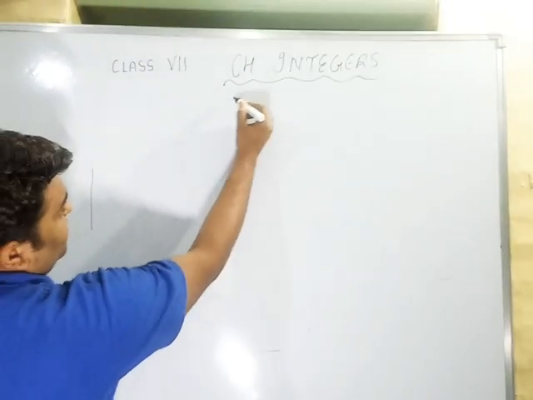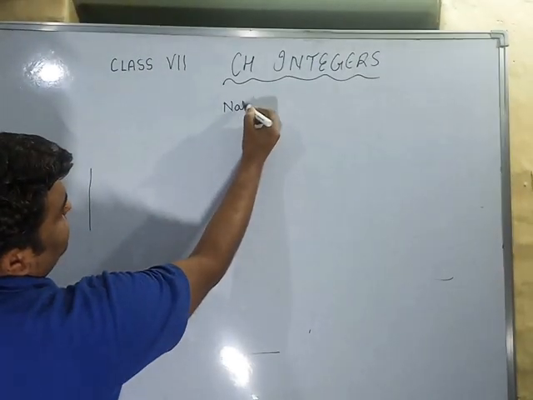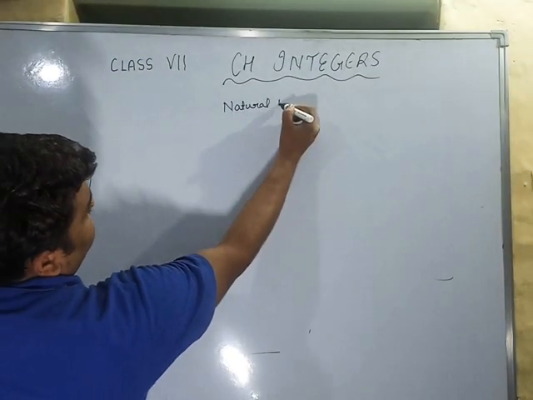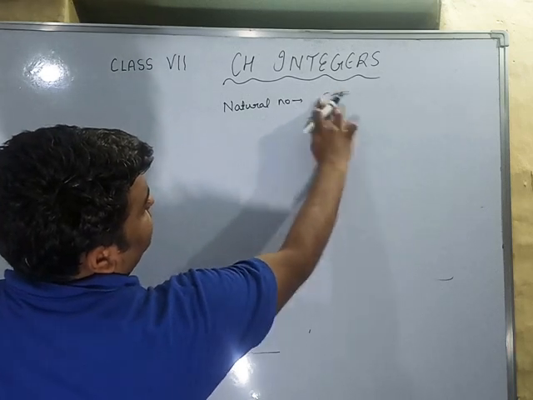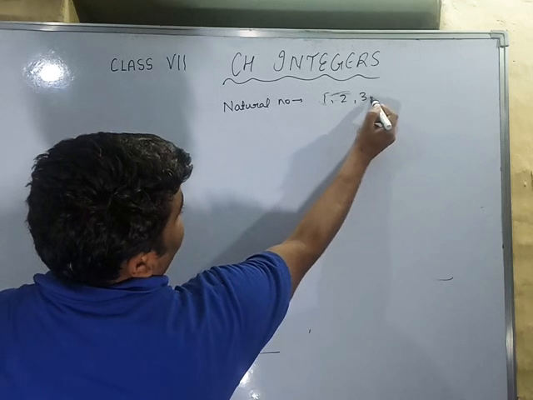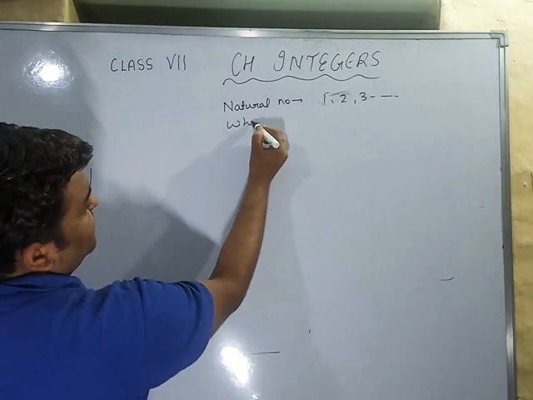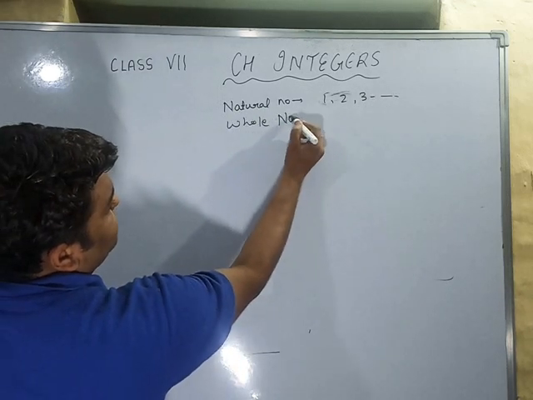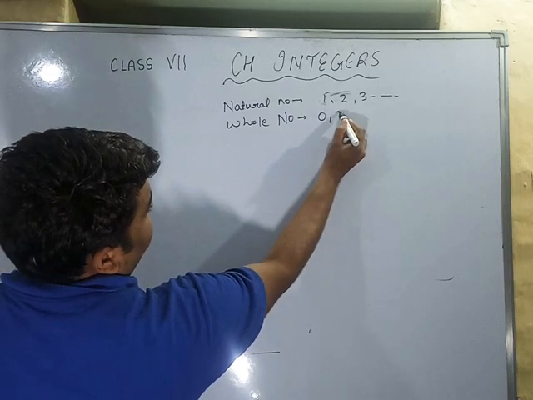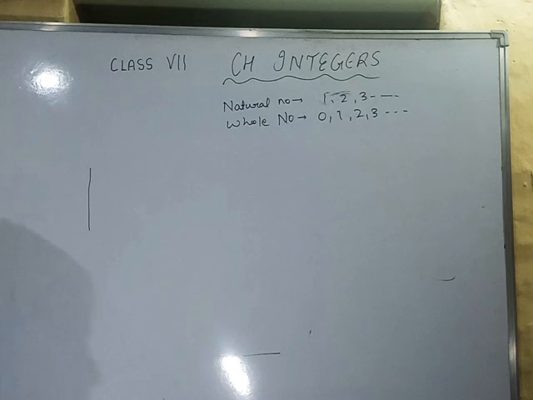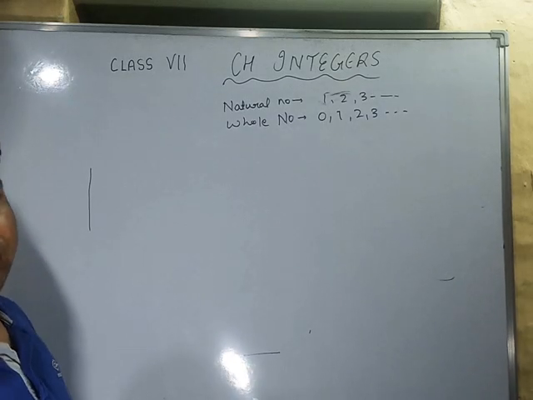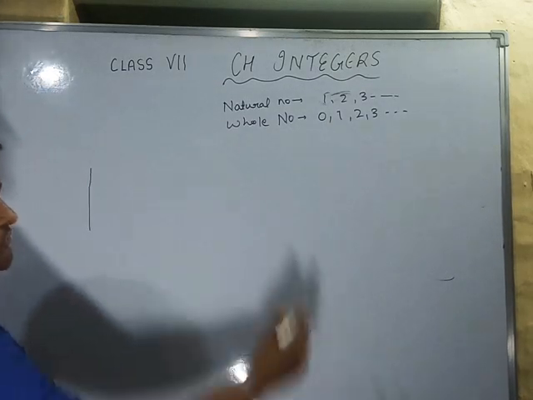Natural numbers are the counting numbers like 1, 2, 3 and so on. And whole numbers are 0, 1, 2, 3 and so on. In integers, we have to learn some bigger collection of numbers, means negative numbers also.